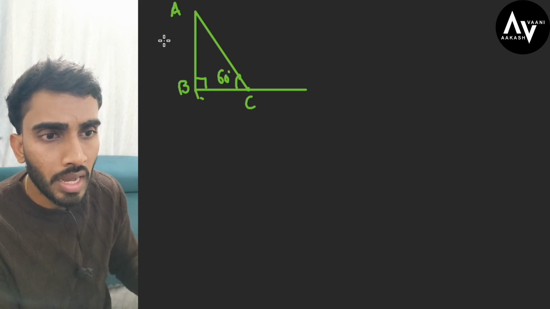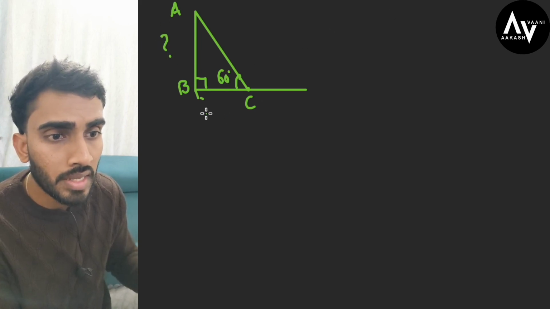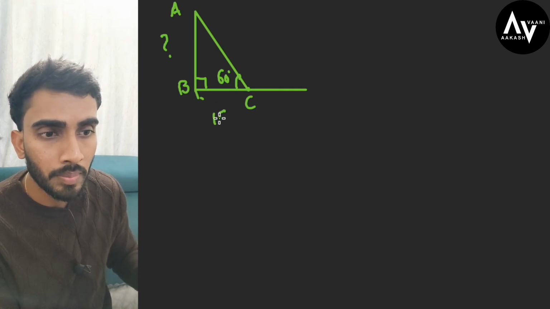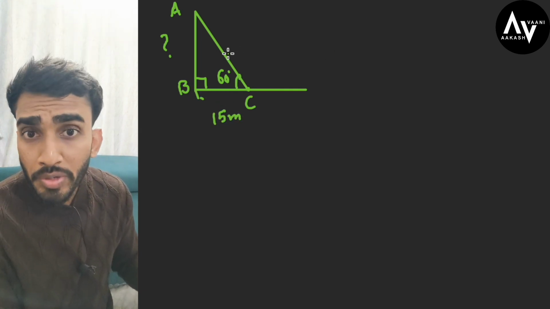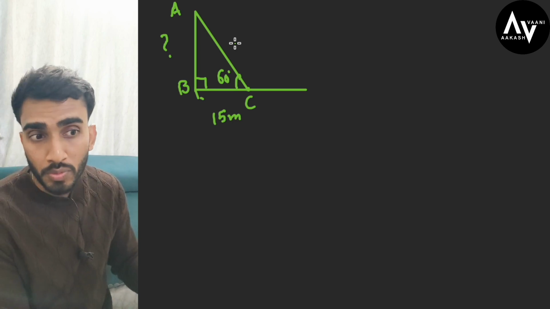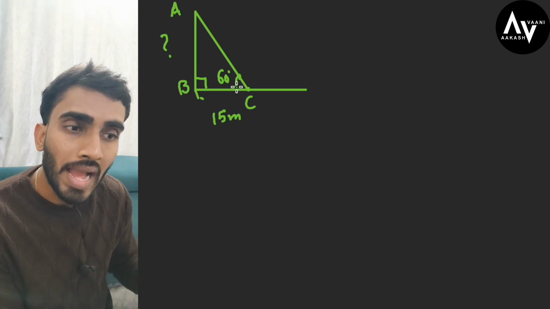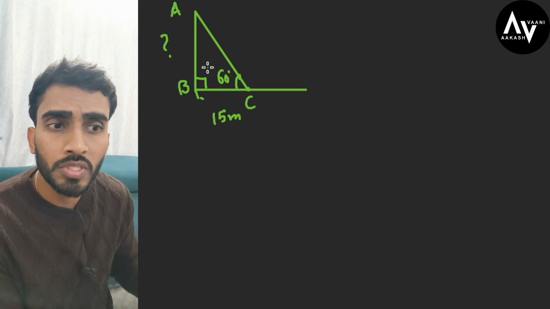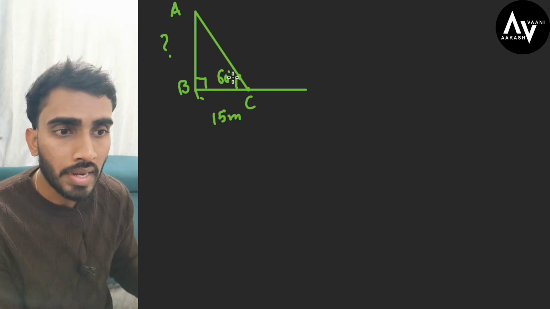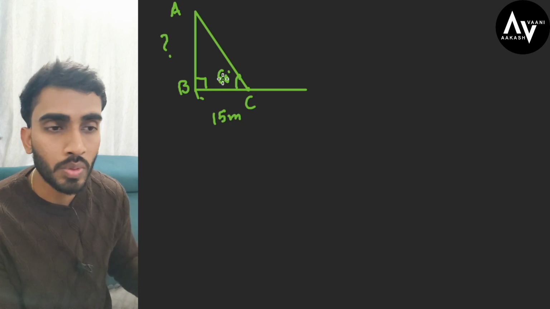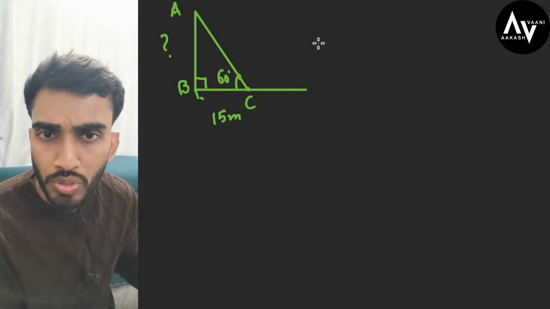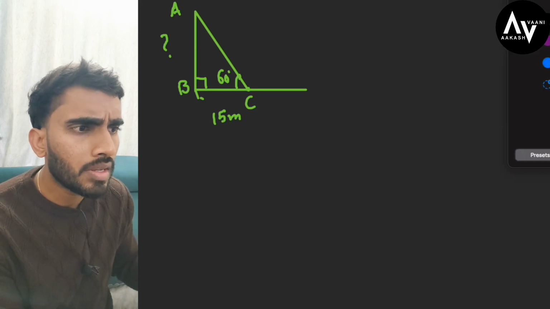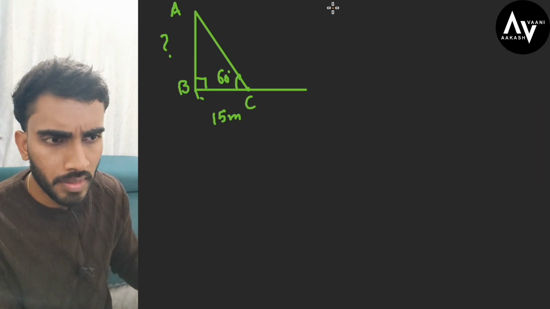We need to find out the height of the tower, and in the question it is given that this point C from the foot of the tower, which is B, is 15 meter. So we need to think about which ratio will be useful here. From the angle's perspective, if 60 is here, opposite of the 60 we need to find out, and adjacent of the 60 is given to us, so we will think about which ratio includes opposite and adjacent. So after thinking, we'll come to know that it is tan.